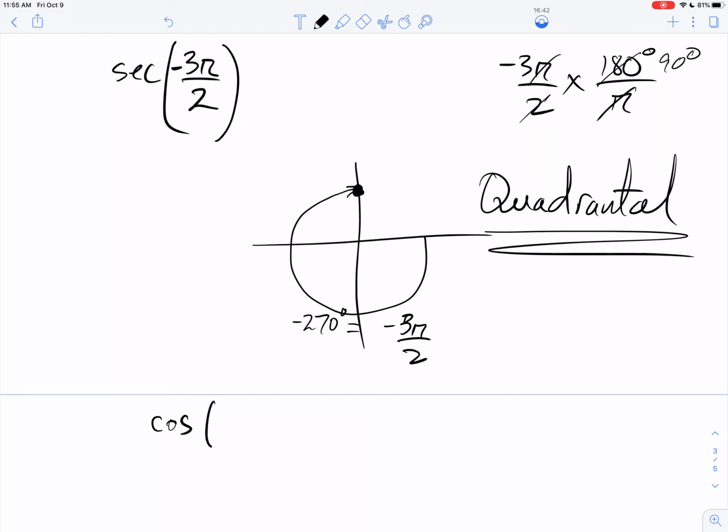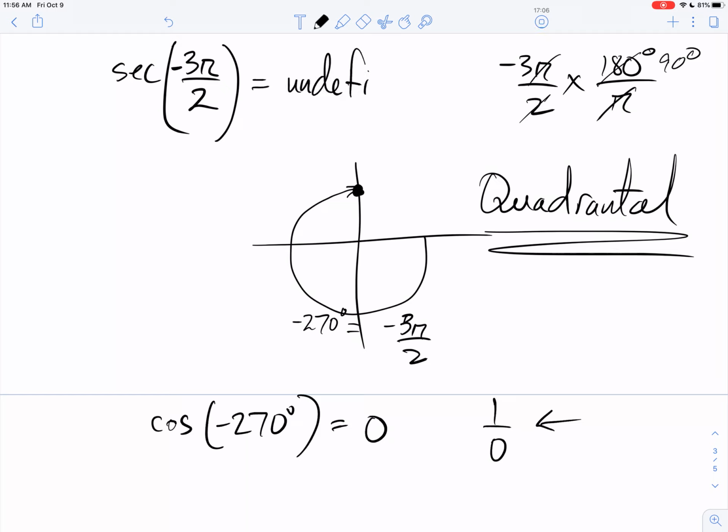I would do cosine of negative 270 degrees, and I would grab my calc and say cosine negative 270, and I would get the answer 0. This would be the answer 0. What's the reciprocal of that? Well, that would be 1 over 0. Well, wait a minute. You can't divide by 0, so the answer here would be undefined.